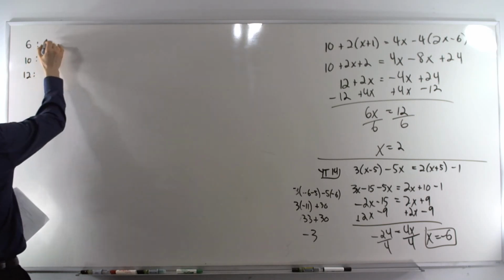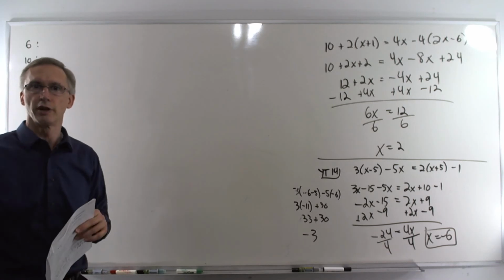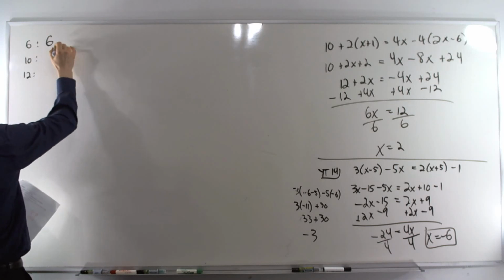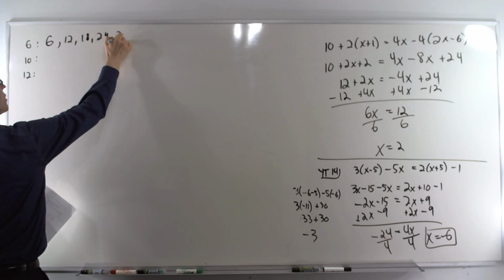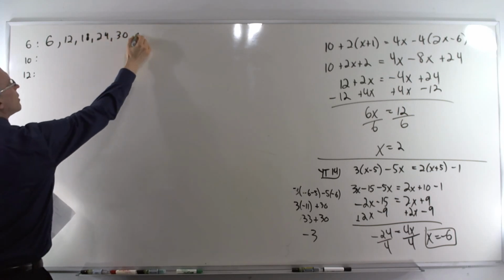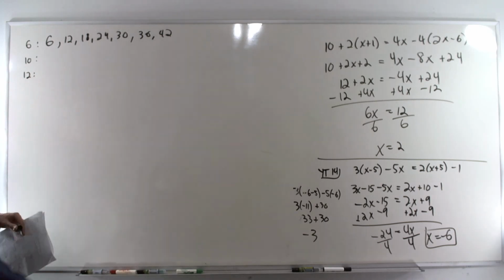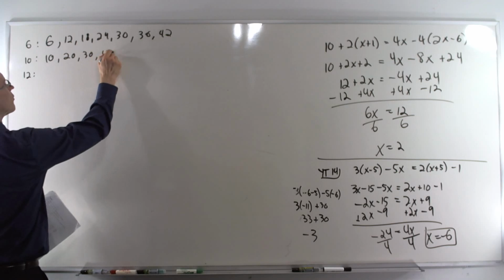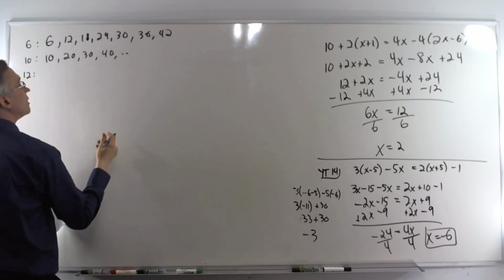All right, so we're going to list the multiples. Remember, multiples are what we get when we multiply a number by 1, 2, 3, 4, and so on. It's basically the same as counting by that number. So 6, 12, 18, 24, 30, 36, 42. All right, there's some multiples of 6, and we'll do multiples of 10: 10, 20, 30, 40, and so on. I think we're going to need more of these.